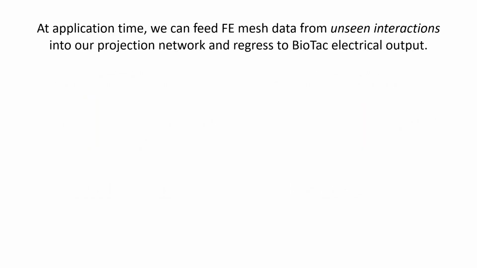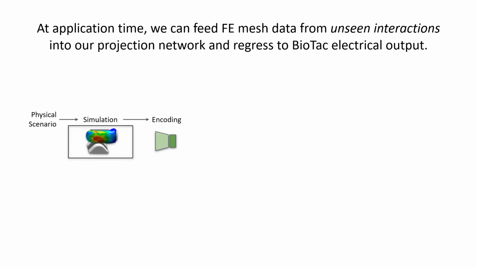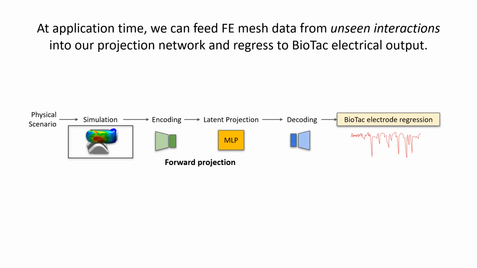Our method can now be used to generate BioTac electrode signals from simulated interactions. Given a simulated scenario, we can project the mesh deformations to the mesh latent space using the mesh autoencoder. This can then be projected to the electrode latent space using the learned mapping. Once we are in the electrode latent space, electrode signals can be synthesized using the electrode decoder.